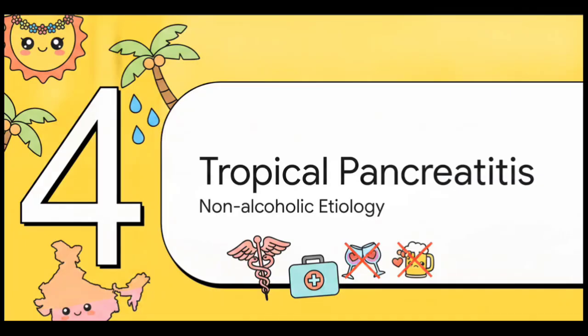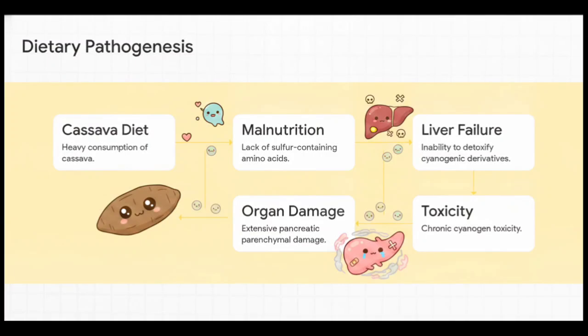All right, let's move to our fourth and final clinical profile for today, tropical chronic pancreatitis. And what really stands out here is its strictly non-alcoholic etiology. The dietary pathogenesis of this condition is absolutely fascinating. This disease primarily affects severely emaciated patients under 40 in southern India, and notably, alcohol is not a factor here. Instead, a simple staple diet of cassava, combined with specific amino acid malnutrition, triggers a devastating cascade of chronic cyanogen toxicity that essentially destroys the pancreas.